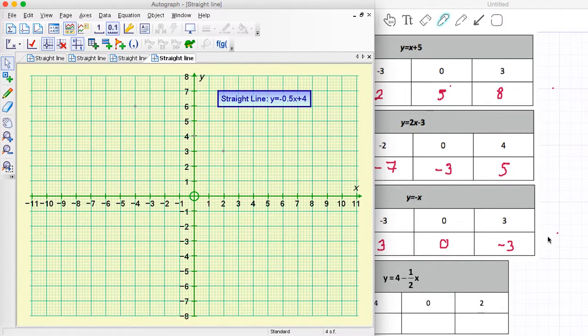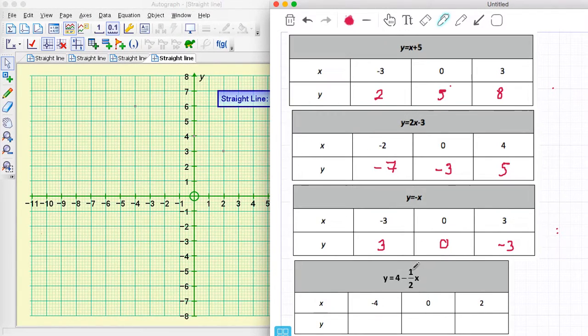And finally, I've got one here with a half. Now I'm very careful with the fractions to make sure I choose numbers. I've chosen even numbers here rather than odd numbers like -3, because I'm going to do -4 times -1/2, which is going to give me +2. So I'm going to have 4 plus 2. I'm going to write 6 in here.